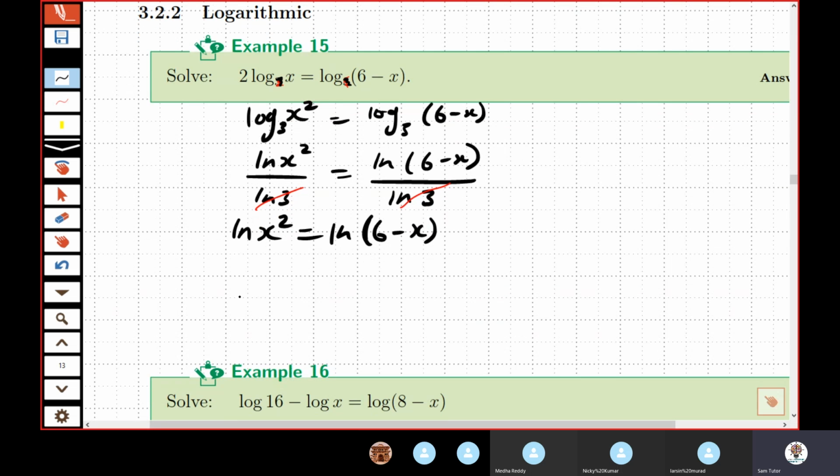No? All right. At this stage, you want to eliminate your logs. So what's the opposite of logging? Exponential. So you get rid of it, bang, bang, bang, bang. Right, that's the whole point. You're doing the opposite to get rid of it. What are you left with then, Nikki? X squared equals 6 minus x. And that looks familiar, doesn't it?